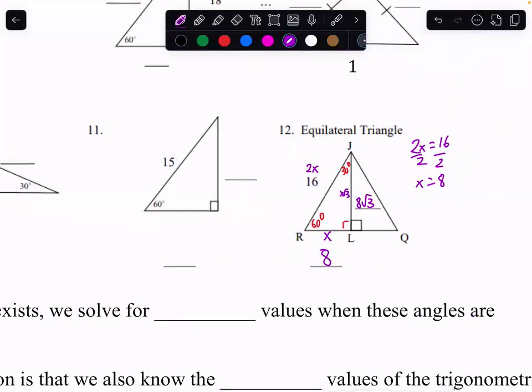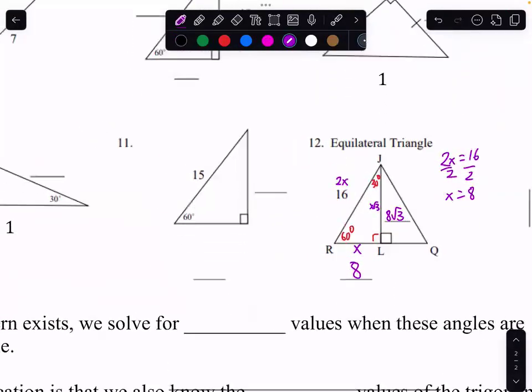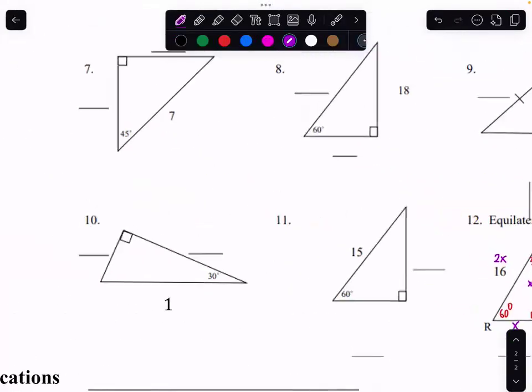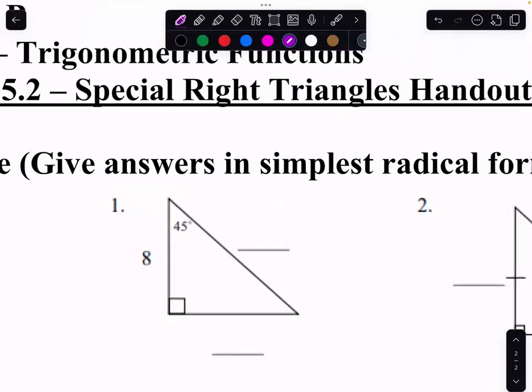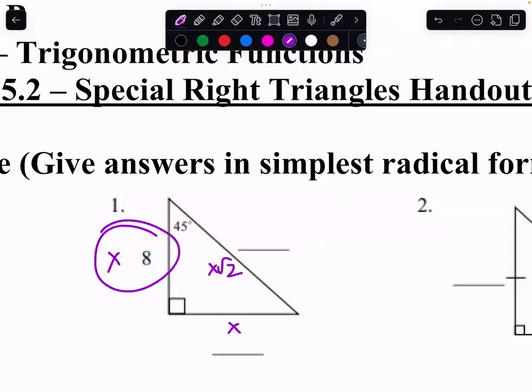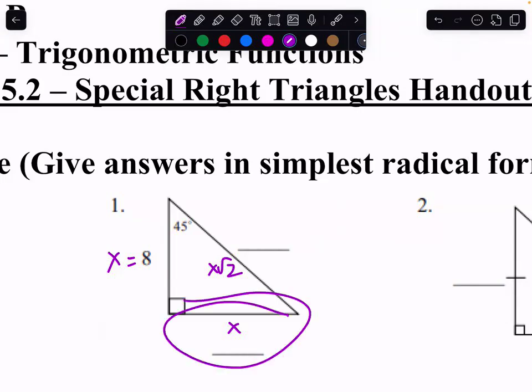Okay, and then I'll do a 45, 45, 90 also. I'll just do question 1. The two shorter sides are both X. The hypotenuse is X radical 2. This time we're told that X is equal to 8. The X is already by itself, so you don't need to divide. It's just X equals 8. So this side labeled X is also 8, and X radical 2 becomes 8 radical 2.